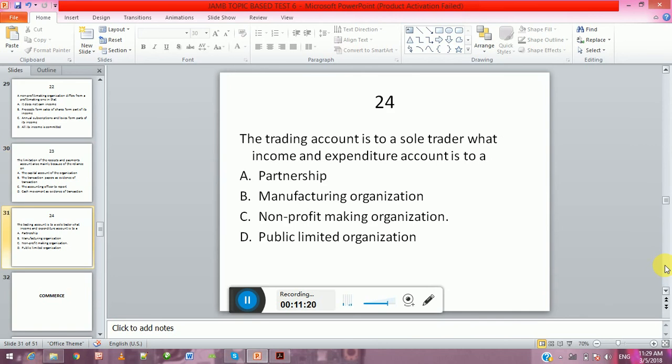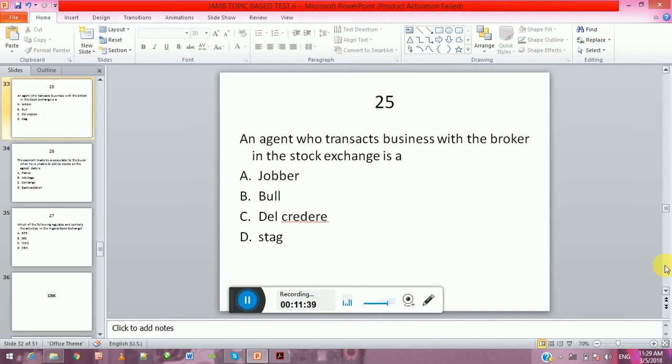The trading account is to a sole trader what income and expenditure account is to A. partnership, B. manufacturing organization, C. non-profit making organization, D. public limited organization.